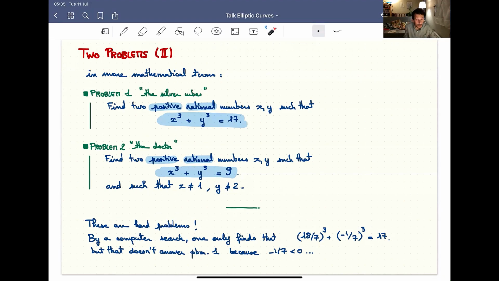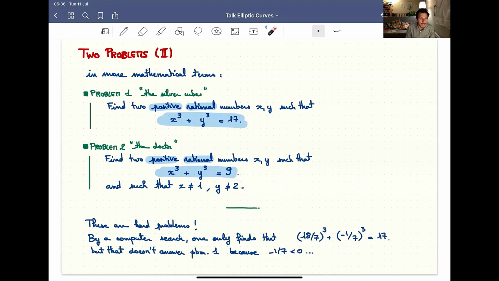Well, probably you would use a computer, and among all rational numbers with small denominators, let's say denominators up to 10,000, and then small numerators, x and y have numerators up to 10,000 as well. And then for each of those small rational numbers, you would cube them and then sum their cubes and look if the resulting sum is 17. This is one way of doing this.